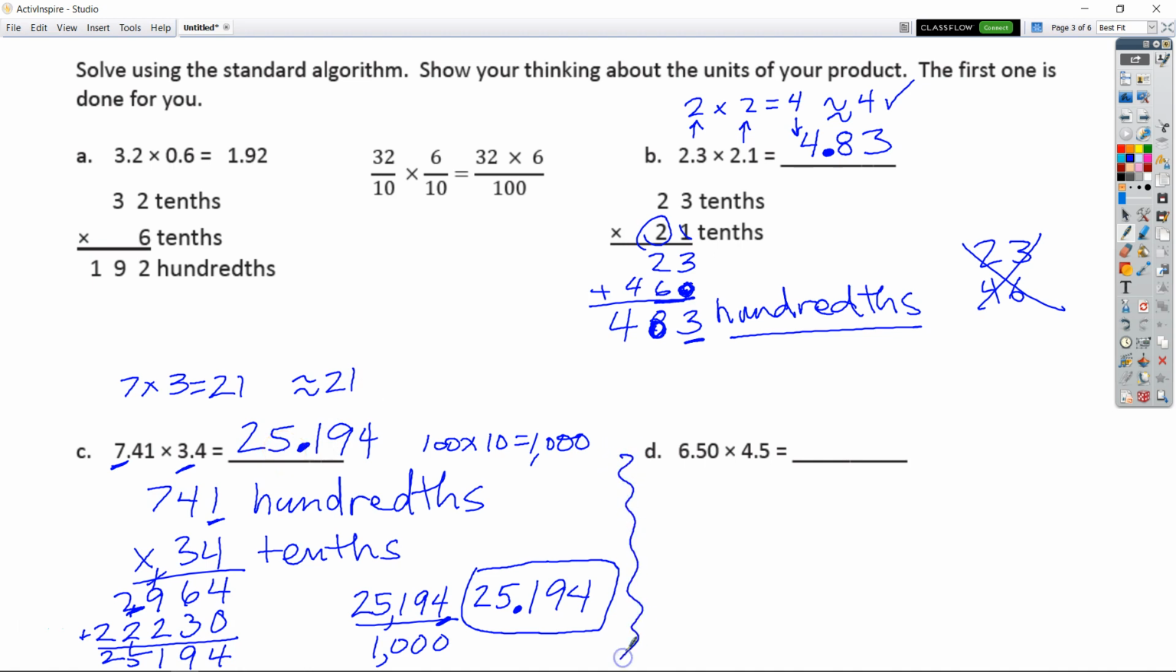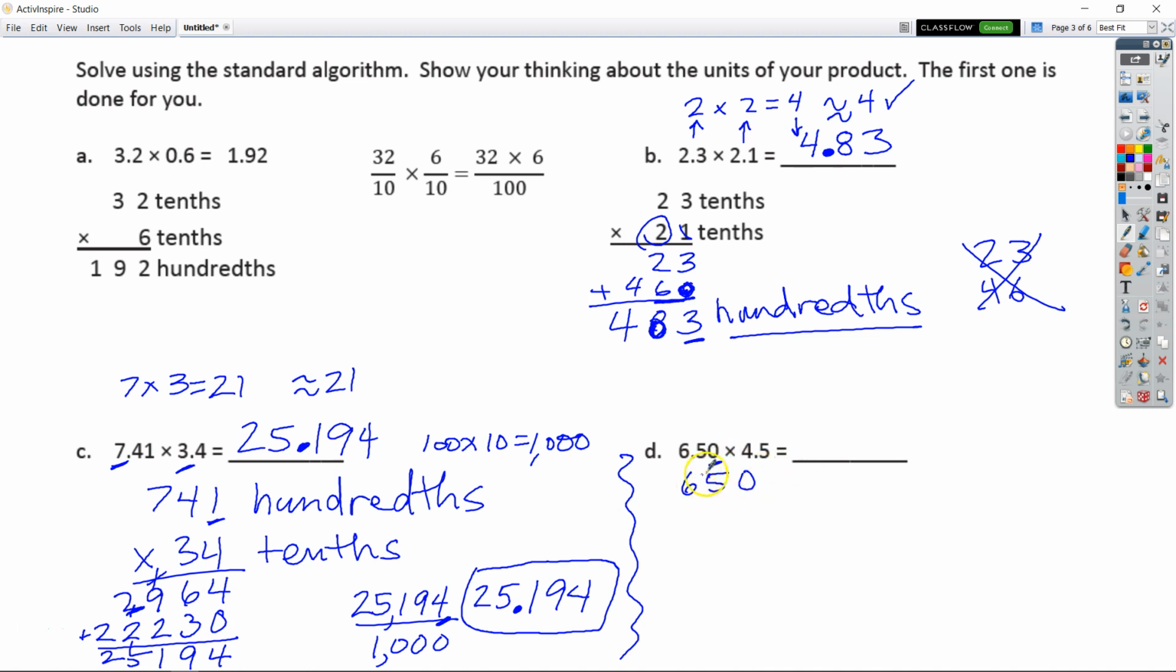Let's take a look at D, and we're going to call it a wrap. We're at about 20 minutes here already. So we have 650. We could call this thousands, or we can get rid of it and call it tenths. We could call this hundreds, or get rid of this 0 because it's just a placeholder. We don't have any hundreds, so we could just call it tenths. So I'll do it both ways.